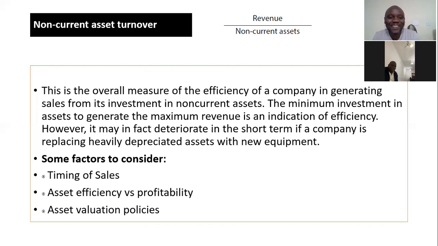So we are saying the minimum investment in assets to generate the maximum revenue is an indication of efficiency. So how healthy is your balance sheet? You have to make sure that you make it a bit lean. Your balance sheet becomes so fit that it is able to generate meaningful revenues. Avoid having a balance sheet that has a potbelly, meaning that you are investing more.